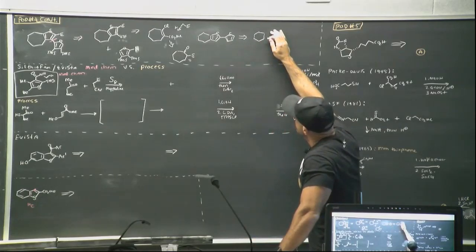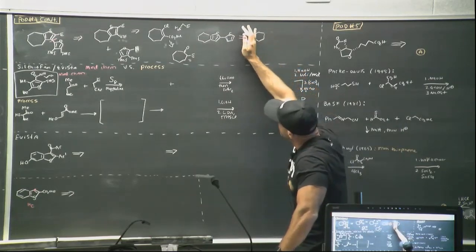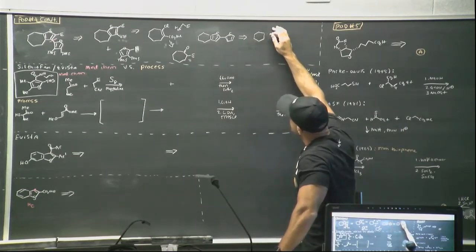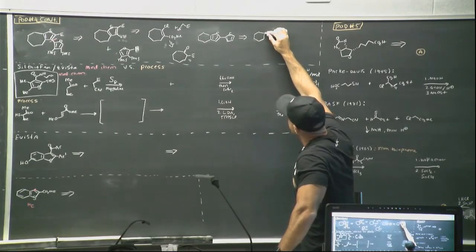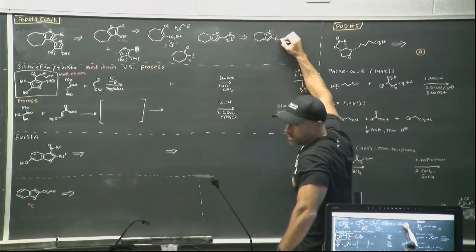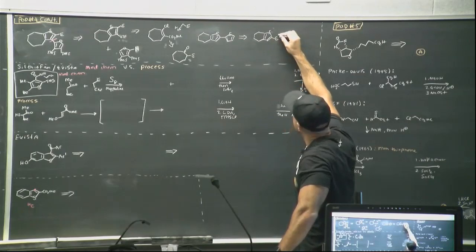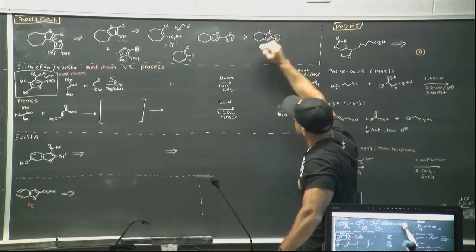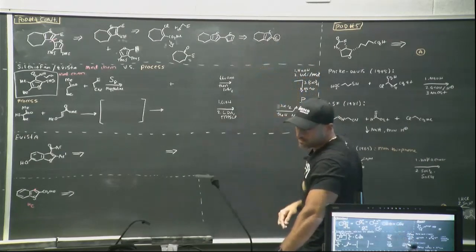So pulling off, is it opening up into a thiophene with a pendant sulfide? So Fiesselmann would give you something like this. Yeah. And then we need to take that E and convert it into that. That's a little steppy.